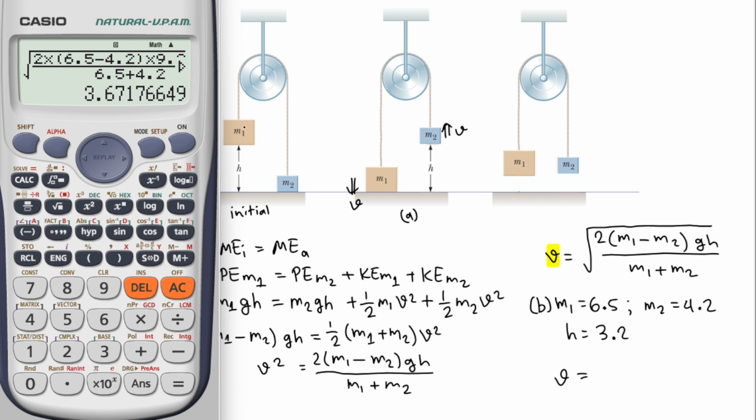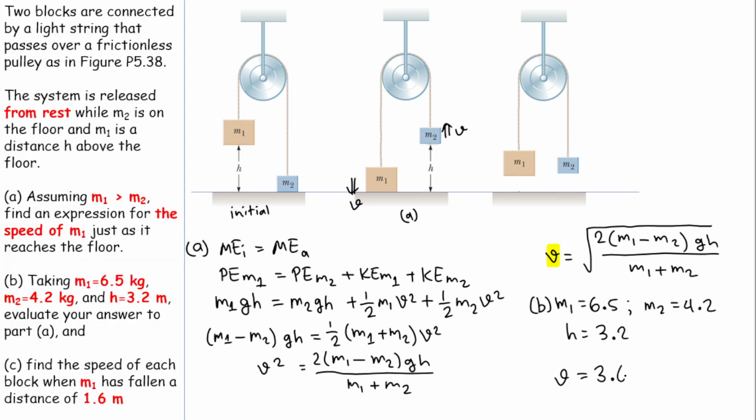And I will have 3.67. So I'll have 3.67, and the unit here will be meter over second. So that is the answer for question B. Right? And then what else do we have for question C?